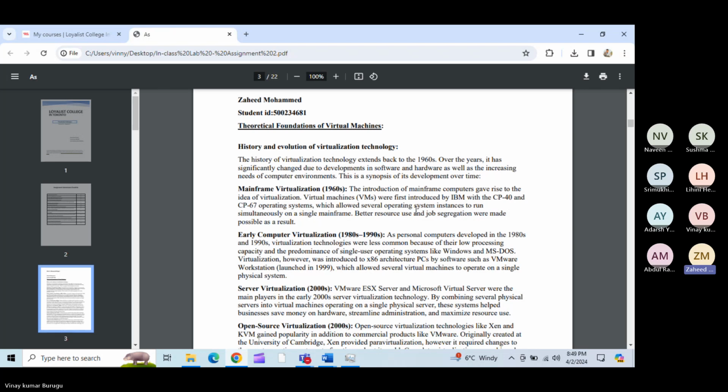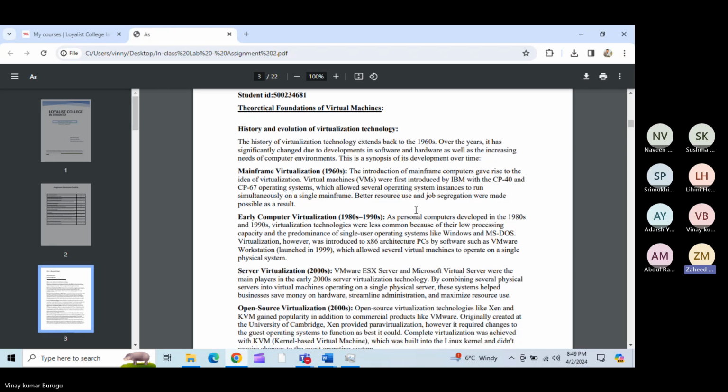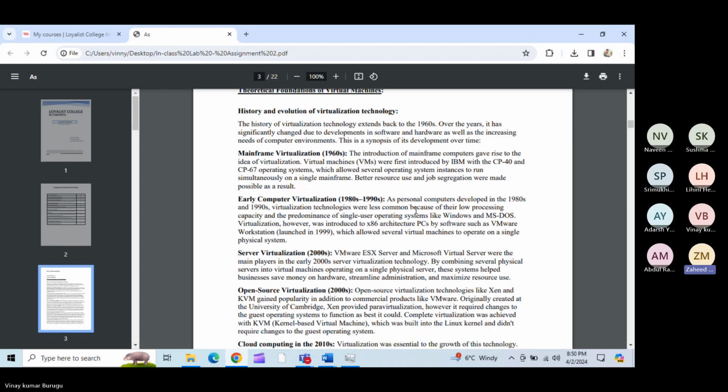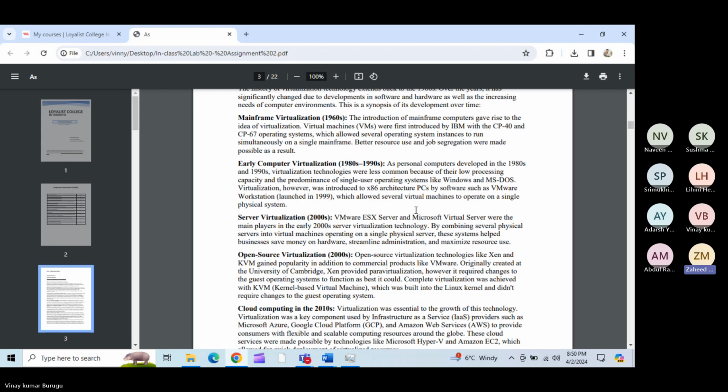The virtual machine was first introduced by IBM with the CP-40 and CP-67 operating systems, which allowed several operating system instances to run simultaneously on a single frame. And then next, between the 1980s and 1990s, early computer virtualization: as personal computers developed, virtualization technology was less common because of low processing capacity and the predominance of single-user operating systems like Windows and MS-DOS.